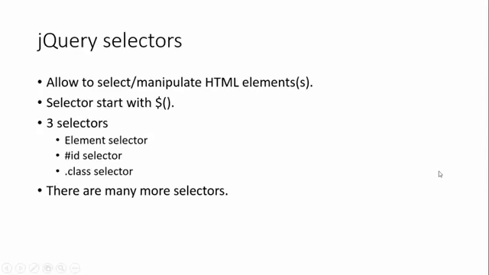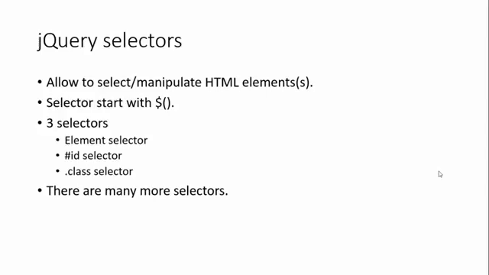jQuery selectors. Selectors are an important part of the jQuery library and allow you to select or manipulate HTML elements. Elements can be located using their ID, classes, types, attributes, and values of attributes. All selectors in jQuery start with the $ sign and parentheses. We will look at three selectors: element, ID, and class.